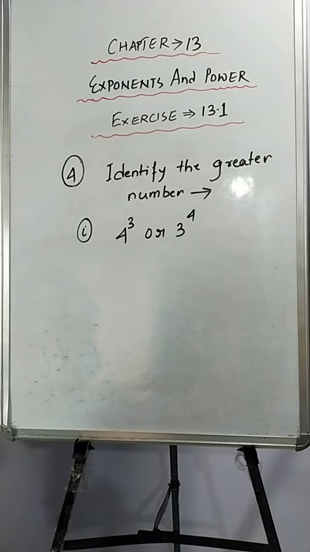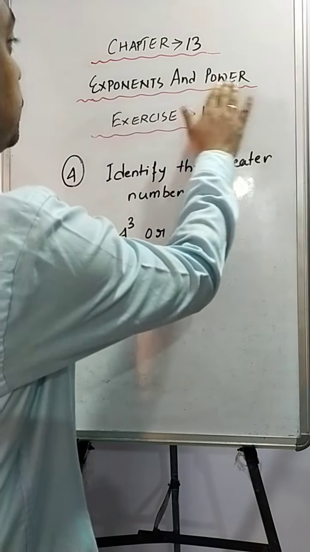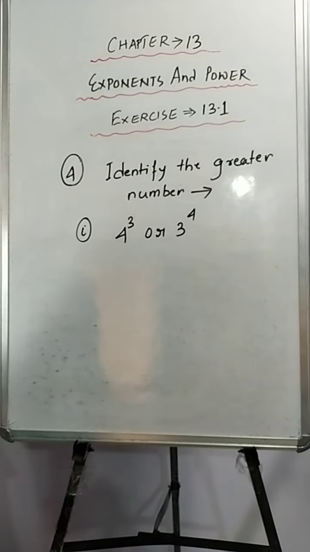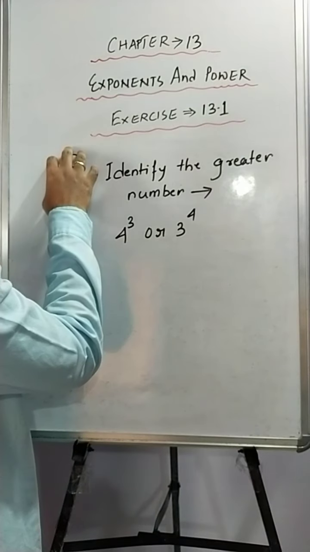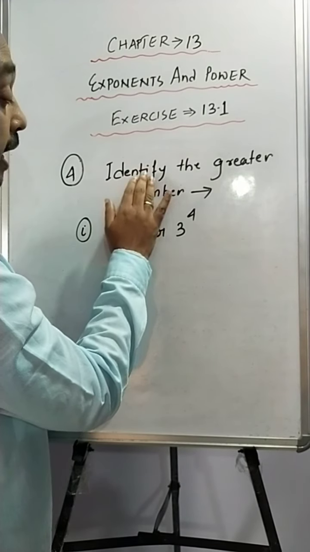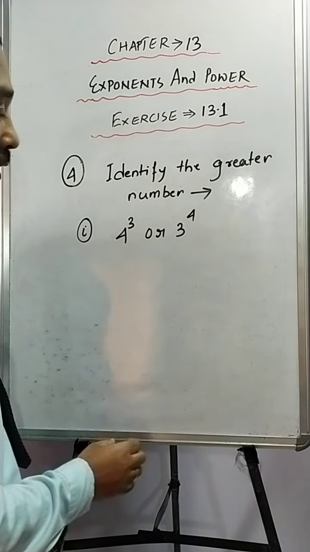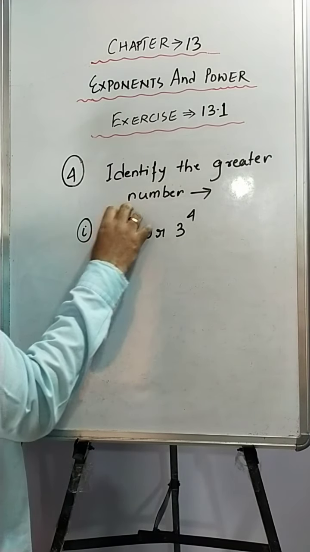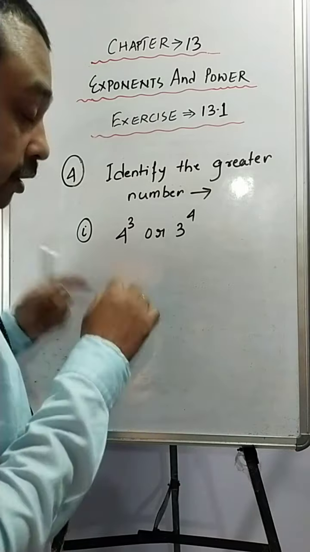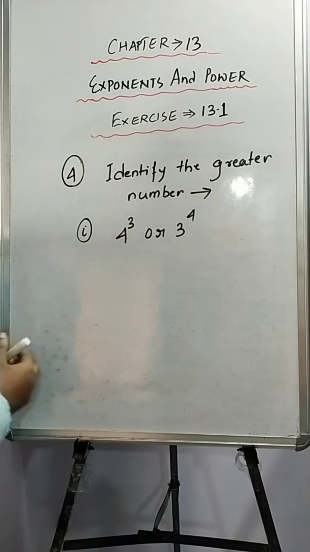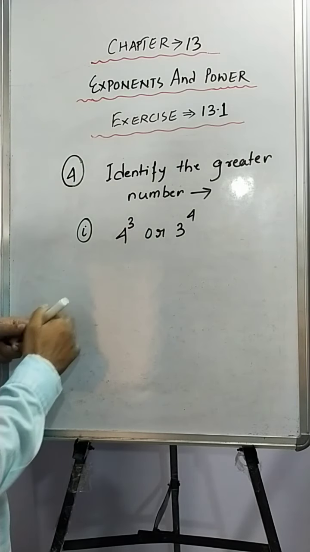Hello students, today we'll do sums number 4, 5 and 6 of exercise 13.1, chapter Exponents and Powers. Fine. So in question number 4, what do we have? Identify the greater number. Two exponential forms are given, and you have to say which exponential form is greater. For that you have to expand the exponential forms.